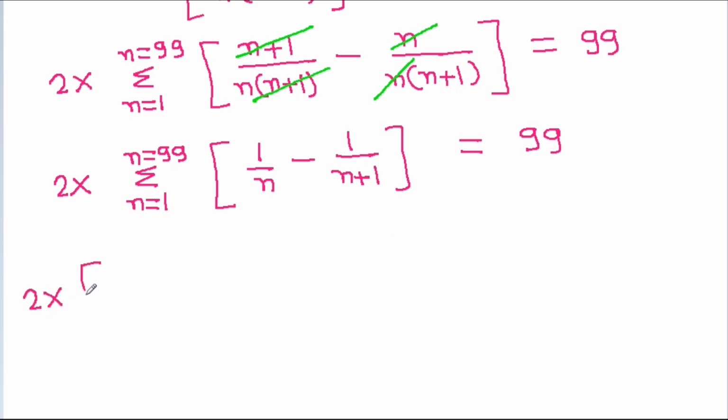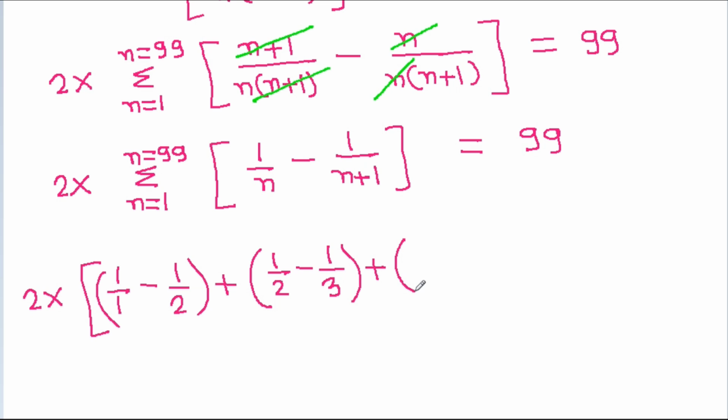And it is 2x times, and at n is equal to 1, this will be 1 by 1 minus 1 by 1 plus 1 will be 2, plus, at n is equal to 2, it will be 1 by 2 minus 1 by 2 plus 1 will be 3, plus, at n is equal to 3, this will be 1 by 3 minus 1 by 3 plus 1 will be 4, plus, and at n is equal to 99, this will be 1 by 99 minus 1 by 99 plus 1 will be 100.